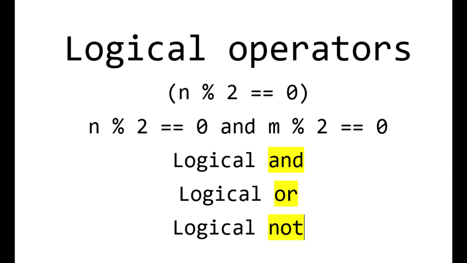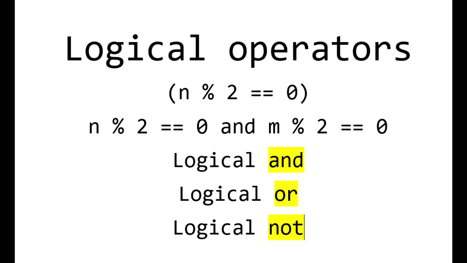Logical operators. Sometimes we need to verify a few conditions. We can verify if the number is even by the following comparison: n mod 2 equals 0. Or we can verify that both n and m are even if both following conditions are true: n mod 2 equals 0, m mod 2 equals 0. So we unite those conditions by the operator AND: n mod 2 equals 0 and m mod 2 equals 0.